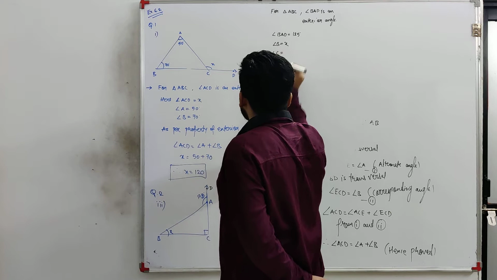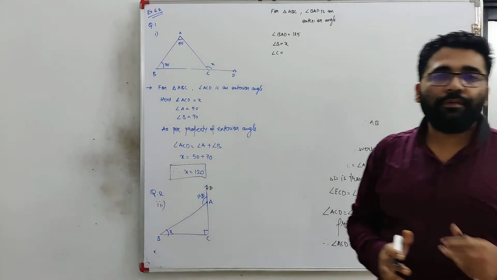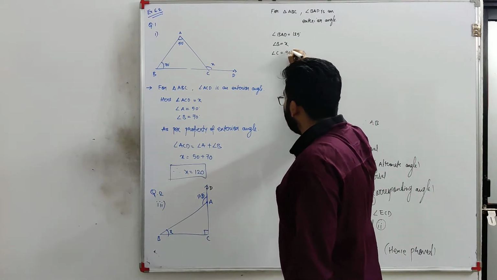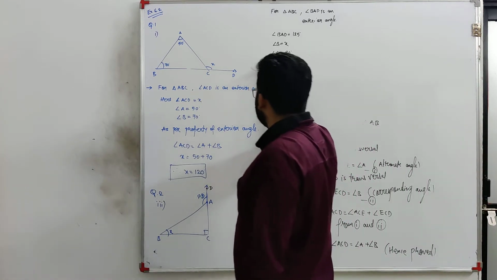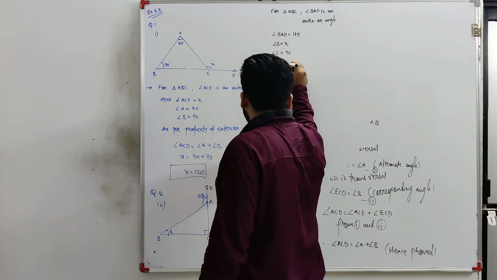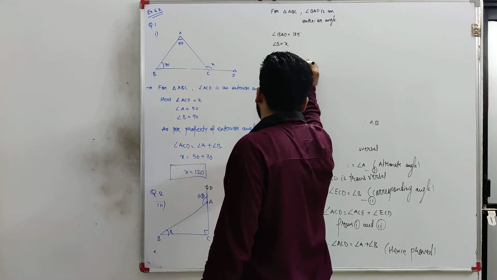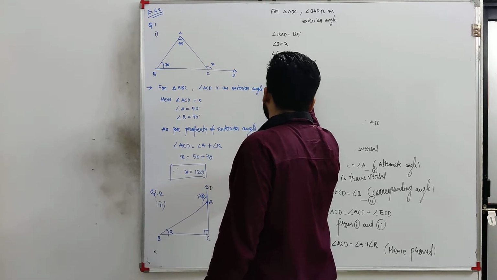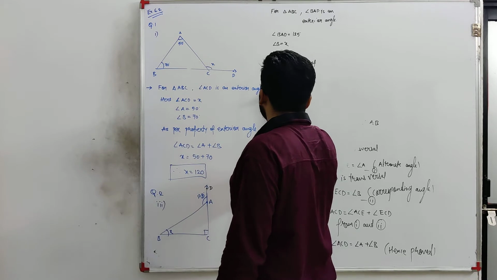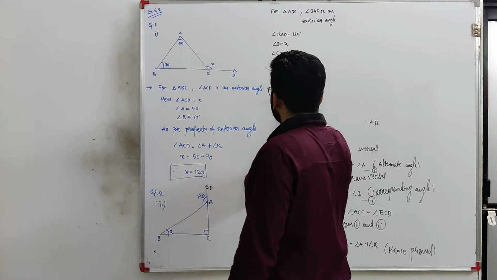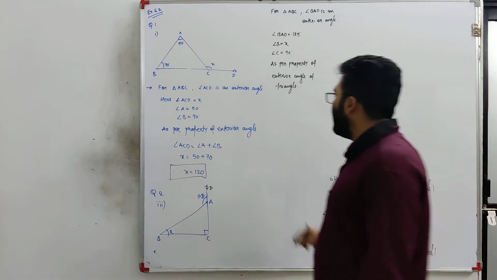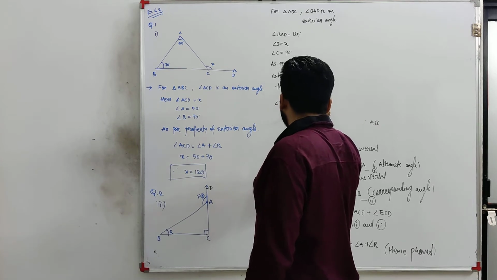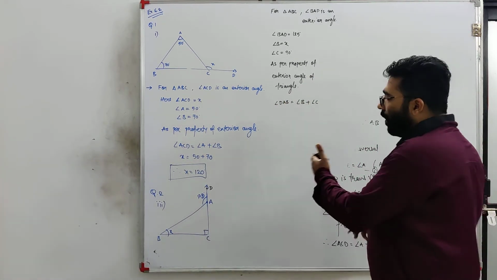And angle C, as I said, whenever the square box is given in any figure, it is always 90 degree. Therefore, angle C is equal to 90 degree. Now, as per the property of exterior angle of triangle, we can say that angle BAD is equal to angle B plus angle C.